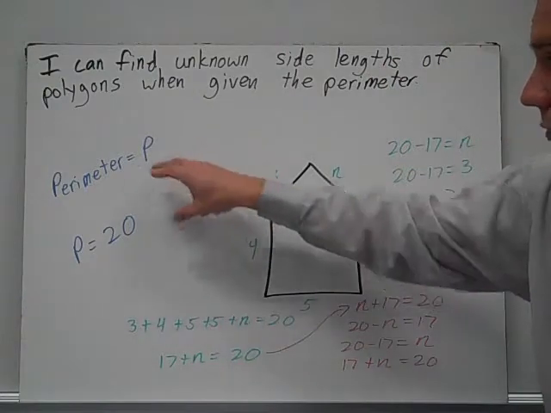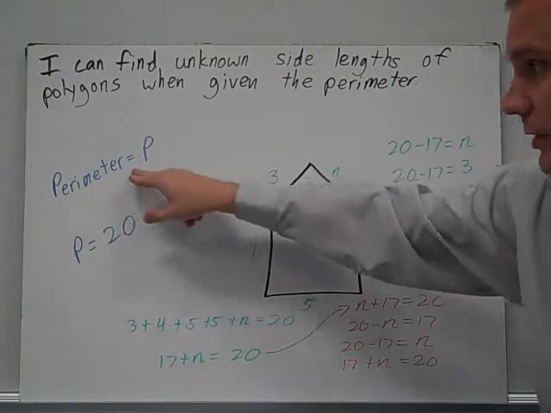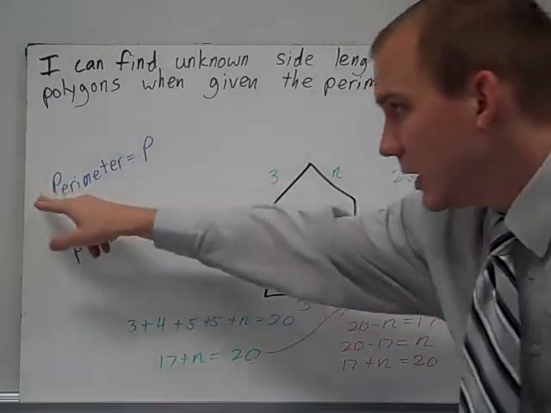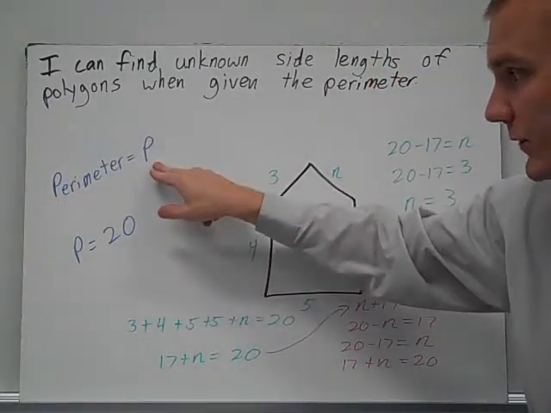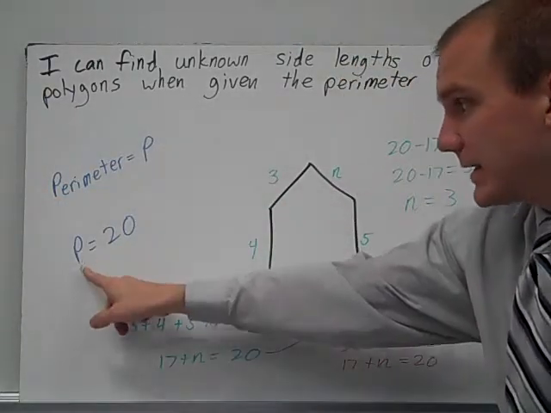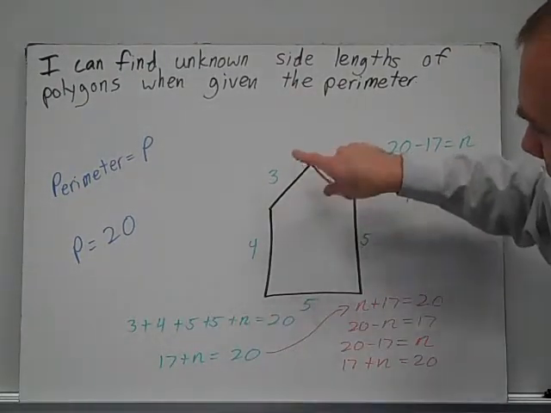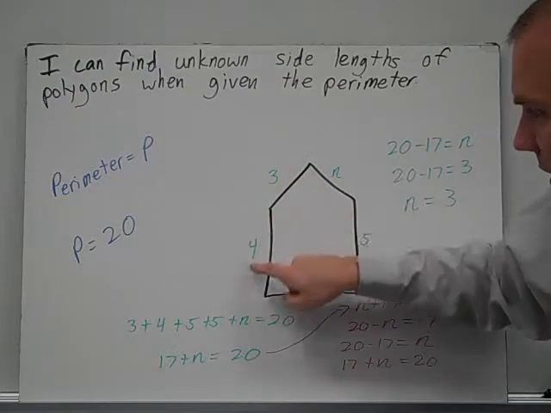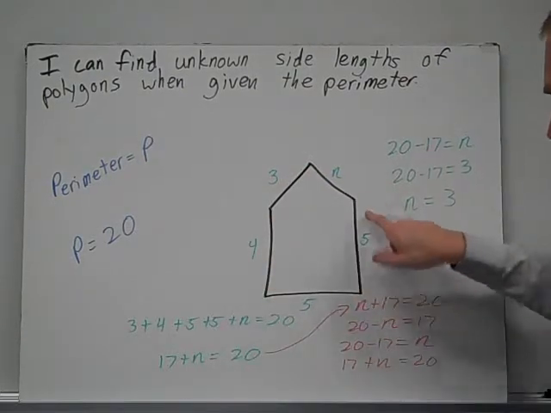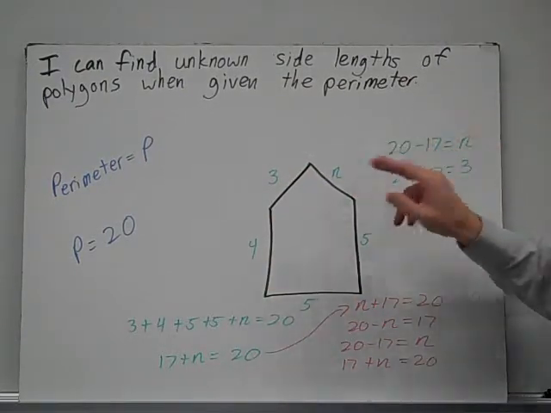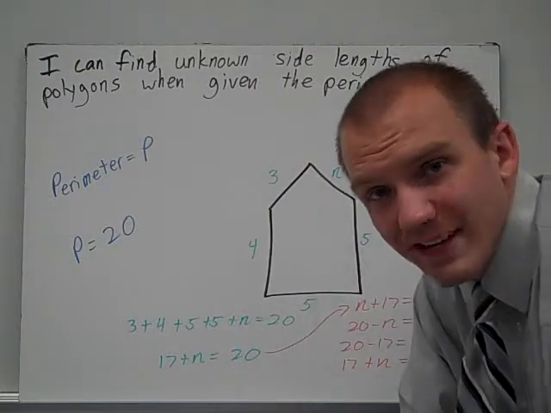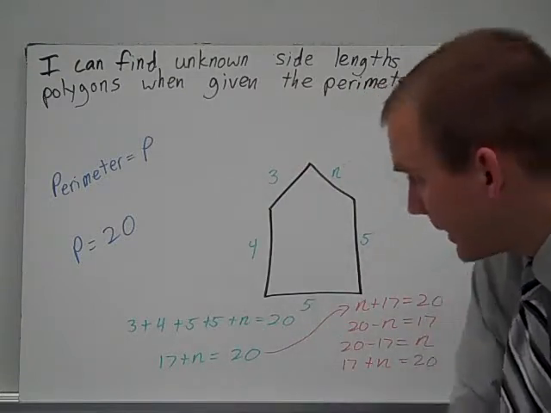Now here, you have the perimeter. I'm going to use P for perimeter in this video, so when I say P equals, I mean that's what the perimeter is. In this case, perimeter equals 20. I have this shape, and you can notice my sides are labeled 3, 4, 5, 5, and N, because the unknown is N. I don't know the length of that side.